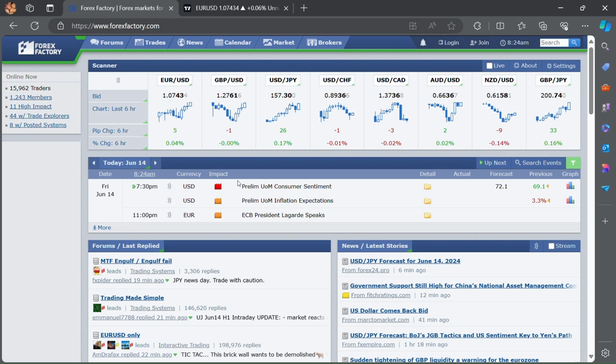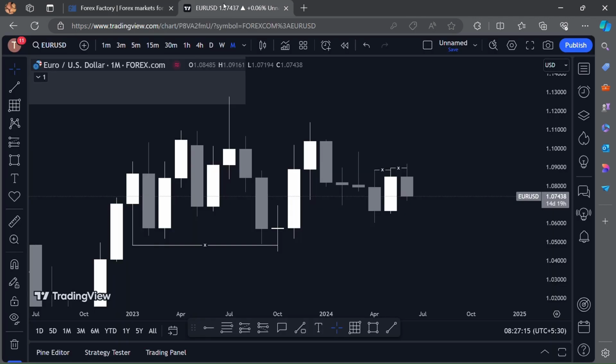Today I'm going to do the EUR/USD chart analysis for today's trade. So let's get started. First of all, let's take a look at the news we are having. We are having a high impact news at 7:30 p.m. Indian Standard Time. So be cautious around 7:30 p.m., because it could be a high spread and highly volatile timing. So let's move to the charts now.